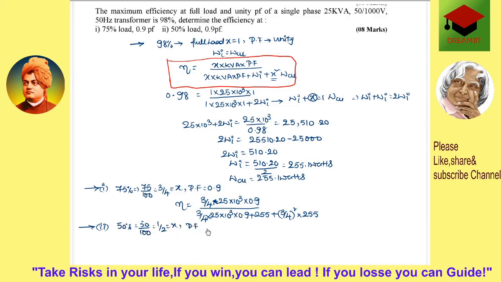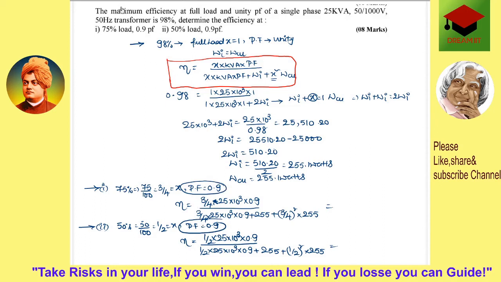What is the power factor? At the power factor of 0.9 only. So efficiency we can write as (1/2 × 25 × 10^3 × 0.9) divided by (1/2 × 25 × 10^3 × 0.9 + 255 + (1/2)^2 × 255). That is x squared into 255. You will get the efficiency value at 50% of load at this power factor, 75% of load at this power factor.